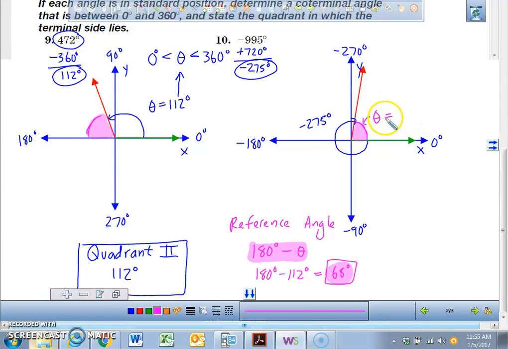All right, so what is my theta? If I'm only 5 degrees past right here, it's going to be a positive number. 265. Nope, positive number. It is positive. Yeah, 265 is positive.